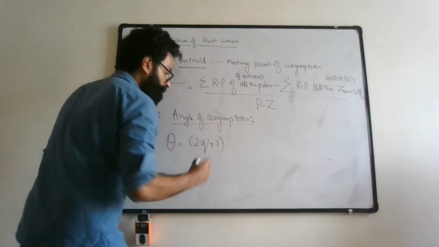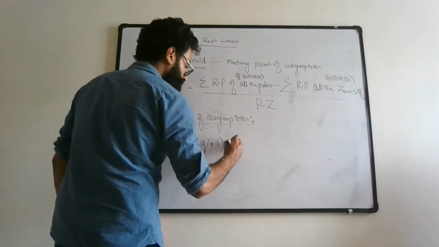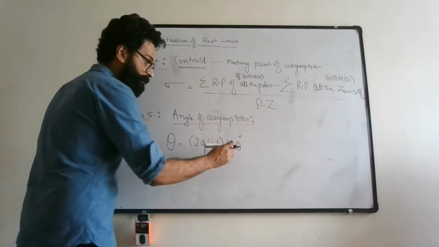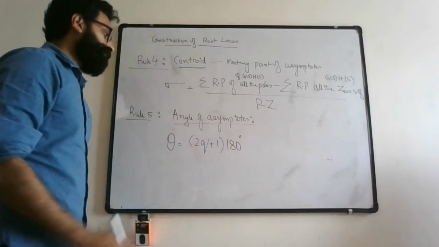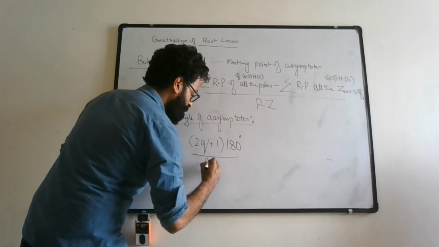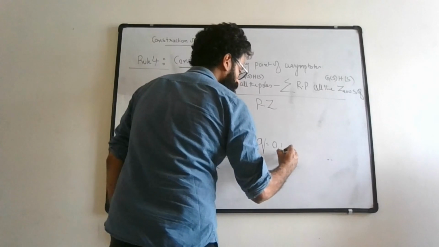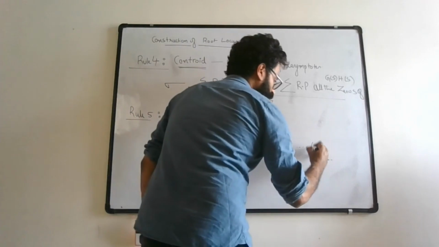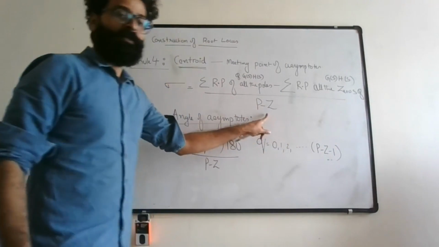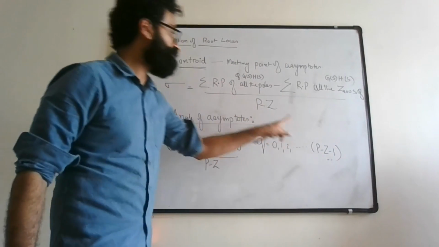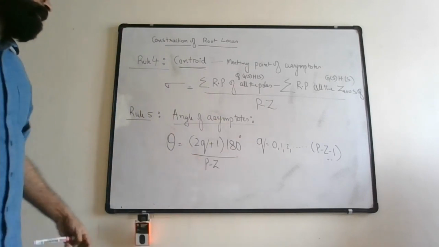Theta equals (2q plus 1) into 180 degrees. Basically you are using the angle condition; in the morning we were discussing it, right? (2q plus 1) into 180 degrees divided by P minus Z, where q equals 0, 1, 2, and so on until P minus Z minus 1, where P is the open loop pole count and Z is the open loop zero count. That's how you can find theta.